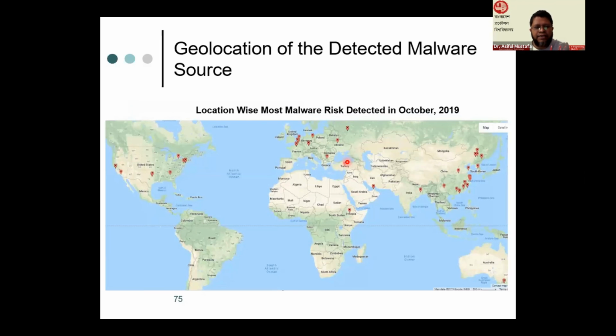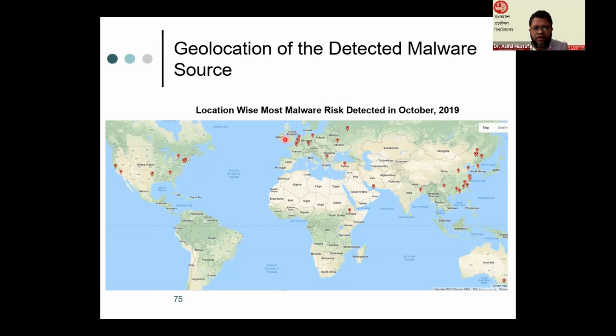So let's look at the geolocation of the malware sources. This is based on the IP address. We should note that the attacker could have faked the IP address. If it is fake, then we do not know the actual IP locations. But assuming the IP address was not faked by the attacker, we see attacks from all over the world.